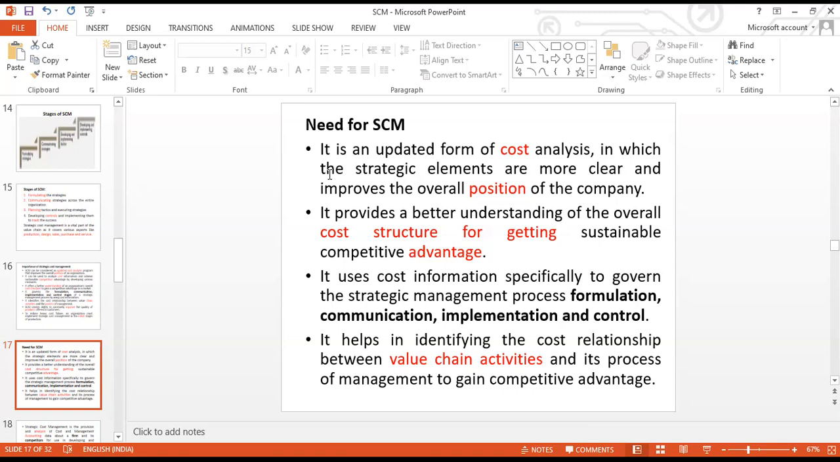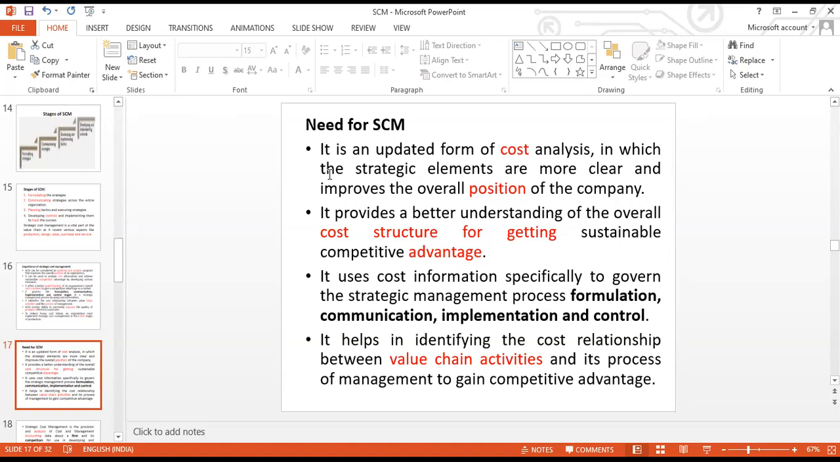So these are the four stages of strategic cost management. If we implement these four stages, definitely our organization will go towards success. Then it helps in identifying the cost relationship between value chain activities. Value chain activities means what? Which are the activities which will add value in my business? Those activities which will add value in my business, I will continue. Those activities which will not add value in my business, I will skip. That is unwanted activities, I will skip them.